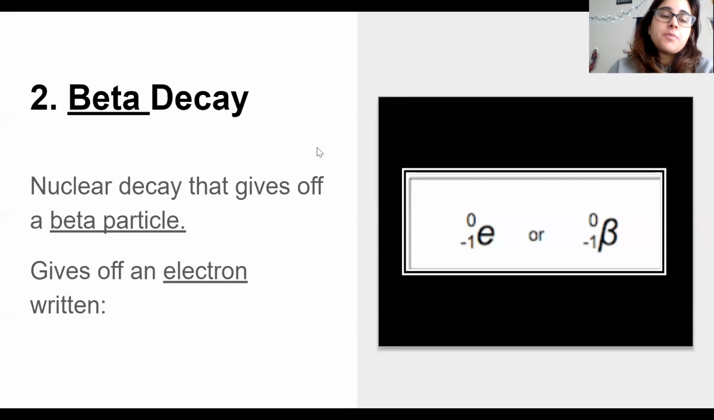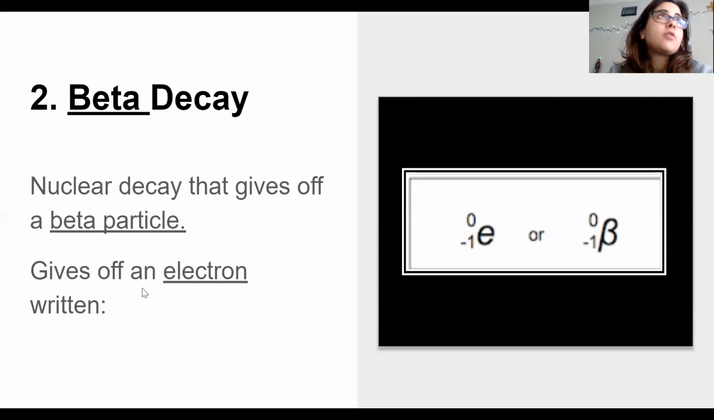But so beta decay is our second type. Now this one is a little bit more dangerous, a lot more dangerous. And that has to do with the fact that an electron is shot off. And if you remember, electrons, or beta particles in this case, are so small that they technically don't even have any weight.